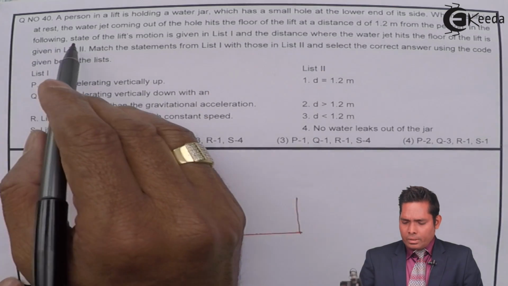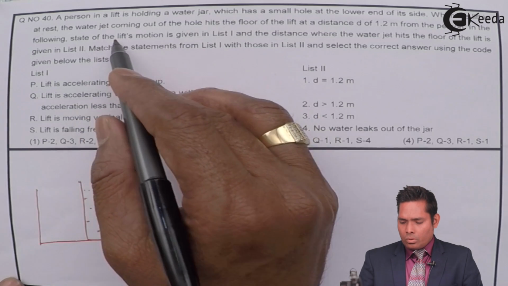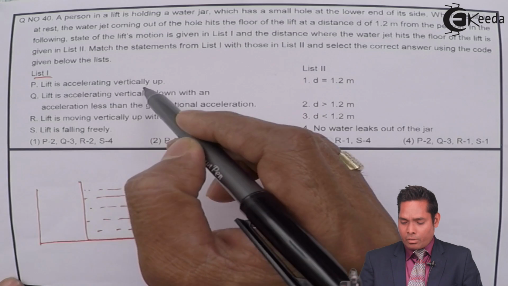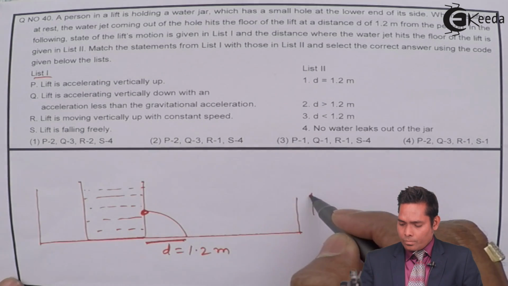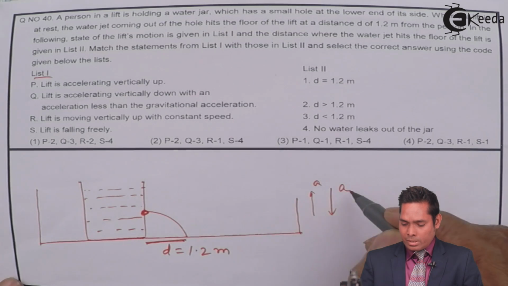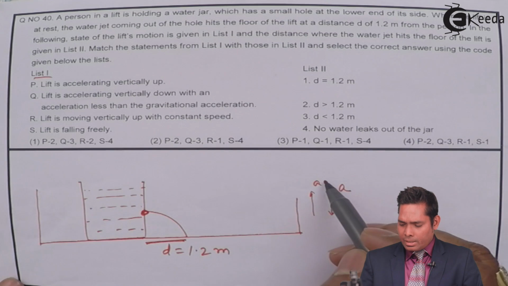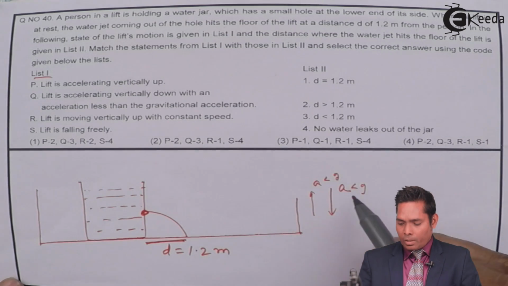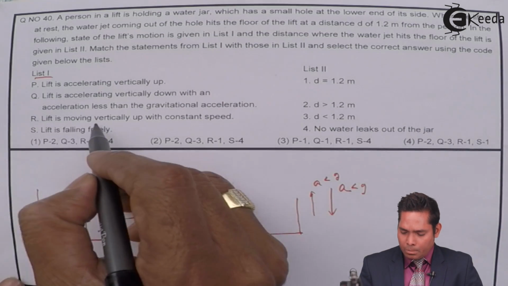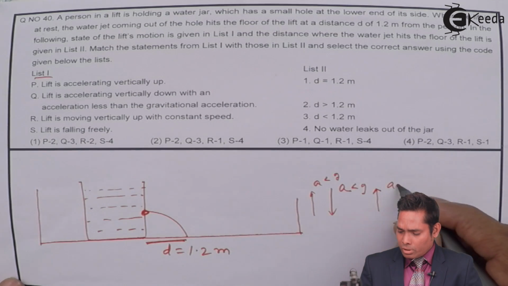In the following states of the lift's motion, list 1 says the lift is accelerating vertically upward with acceleration A, accelerating downward with acceleration A less than that of gravity, so A is less than g. Third case is the lift moving vertically with constant speed; acceleration is 0.